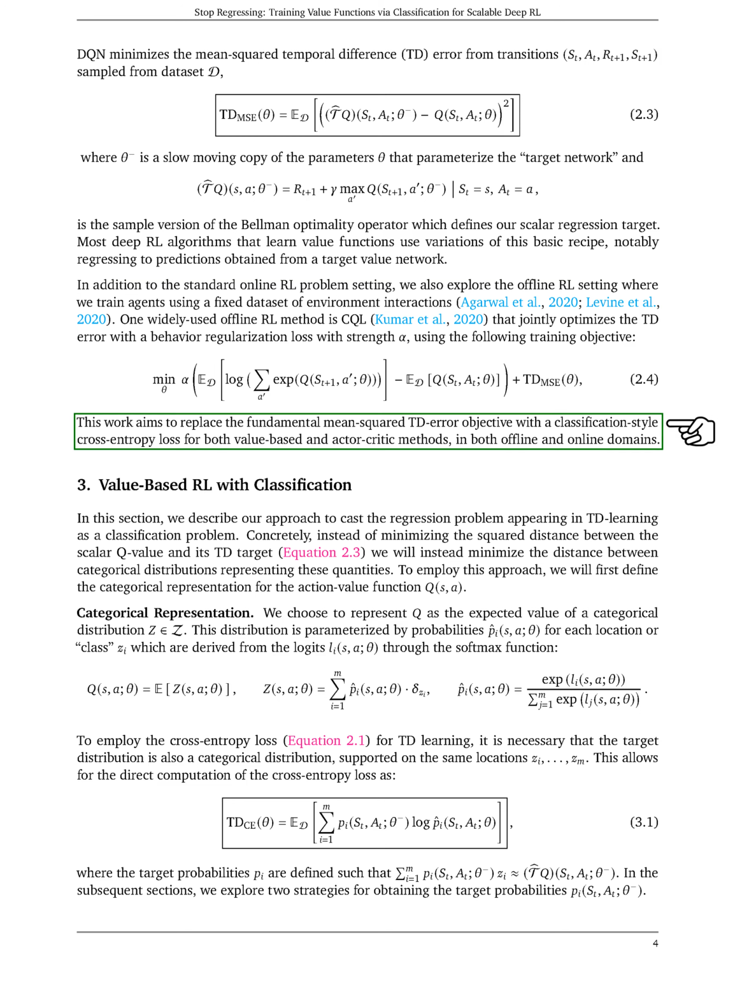One widely used offline RL method optimizes the TD error alongside a behavior regularization loss. Our work aims to replace the fundamental mean squared TD error objective with a classification-style cross-entropy loss for both value-based and actor-critic methods, in both offline and online domains.